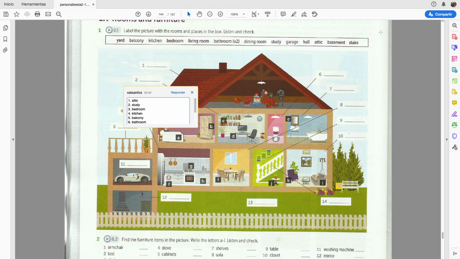It's not a bathroom. Oh yes, that's another bathroom. There are 2 bathrooms in that house. That's another bathroom. This is smaller than this one, right? But they are both bathrooms.